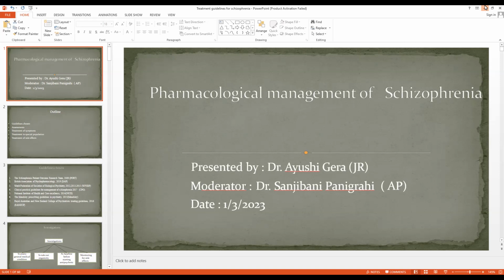When switching antipsychotic medications to enhance therapeutic response, a gradual cross-tapering of the doses should be considered rather than an abrupt switch. An intermittent targeted treatment approach should not be routinely used.